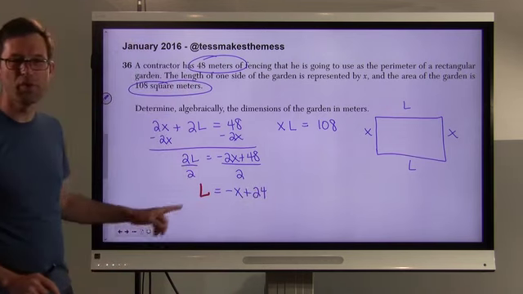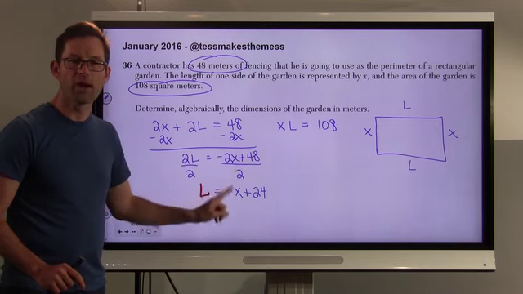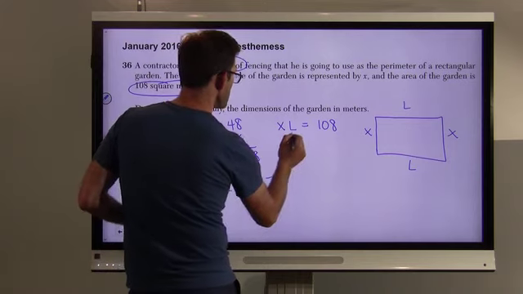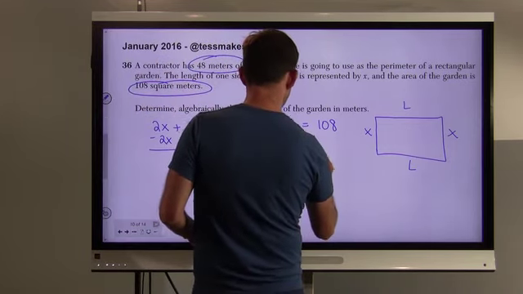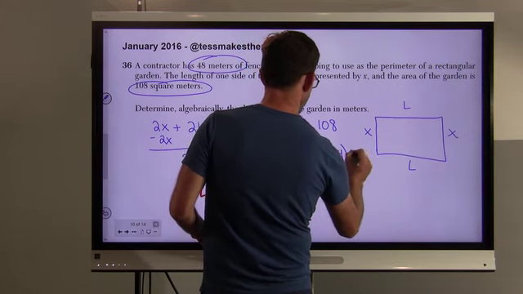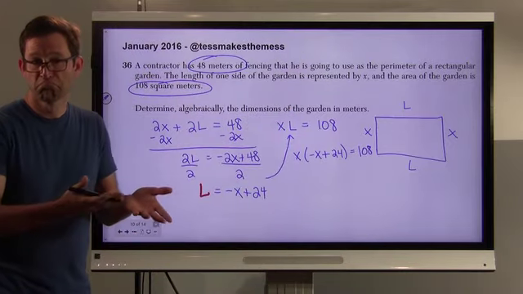Remember, you have to distribute. Negative 2 divided by 2 is negative 1. 48 divided by 2 is 24. And now I'm going to substitute that into here. So I'm going to have x times negative x plus 24 is equal to 108. All right, so far, so good.